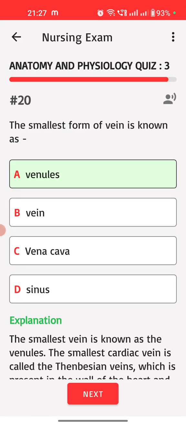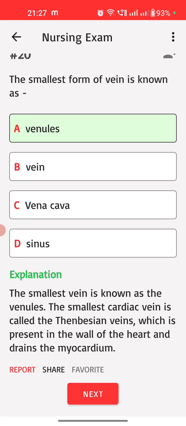Correct answer. The smallest vein is known as the venules. The smallest cardiac vein is called the Thebesian veins, which is present in the wall of the heart and drains the myocardium.